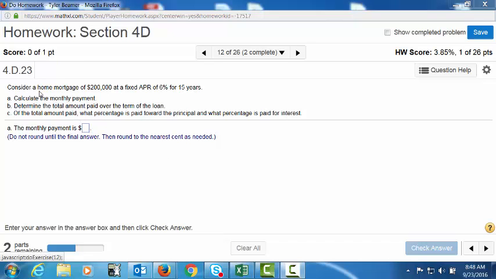It says consider a home mortgage of $200,000 at a fixed APR of 6% for 15 years. Calculate the monthly payment. Determine the total amount paid over the term of the loan, and of the total amount paid, what percentage is paid towards the principal and what percentage is paid for interest. Okay, so let's open up Excel.